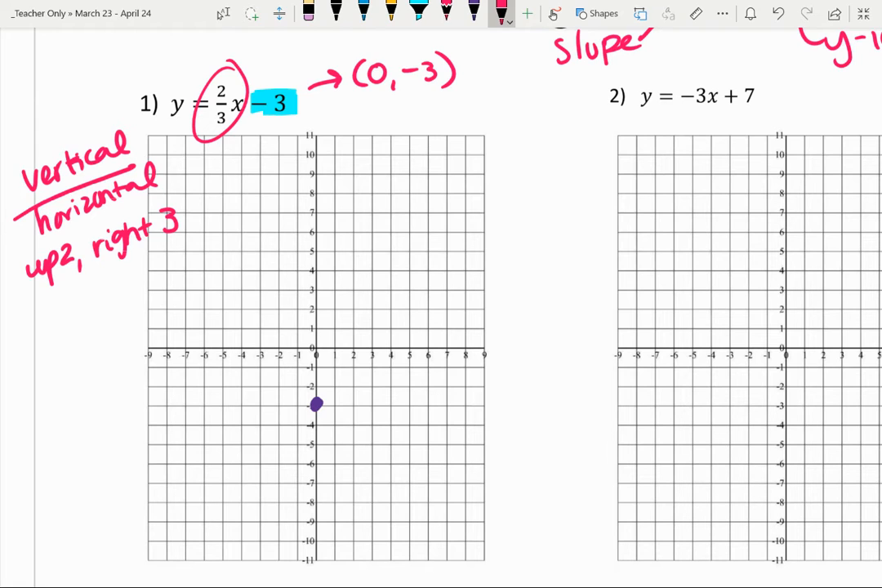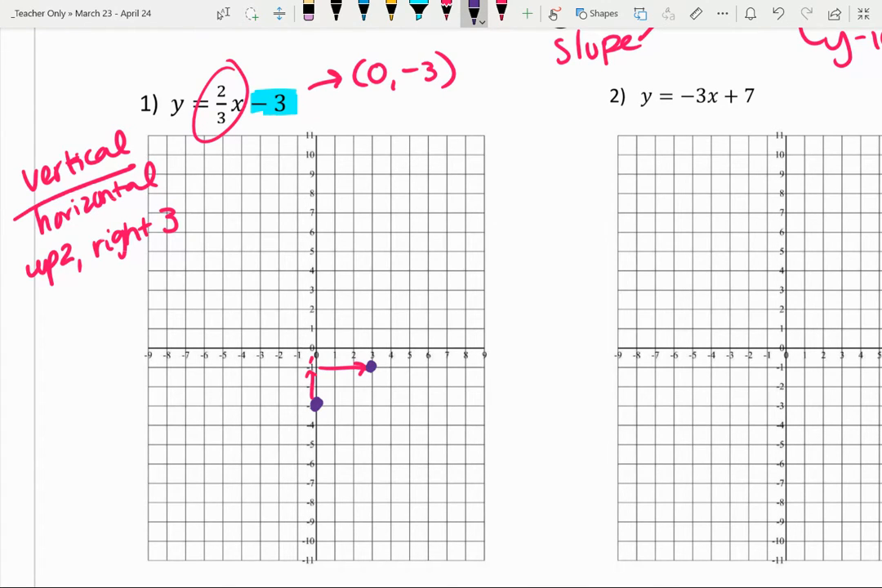So a positive 2 tells us we're going to go up. We're always going to go from left to right. We're always going to go to the right because that helps us stay consistent. So think of it as reading a book, right? So oops, I need to do that correctly. Up 2 and right 3.